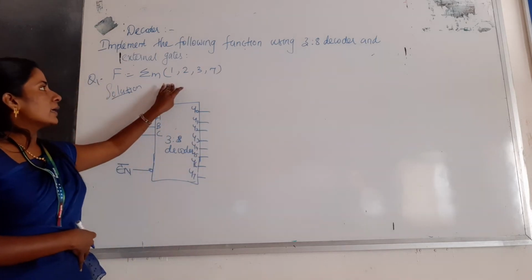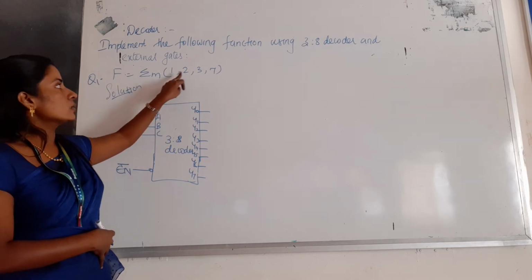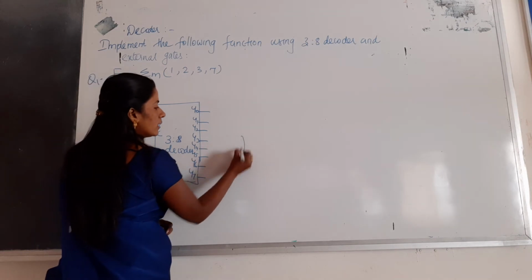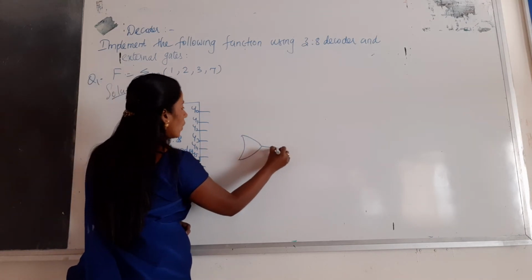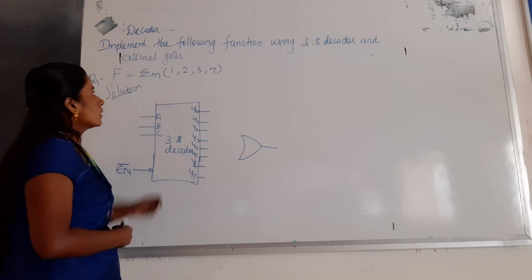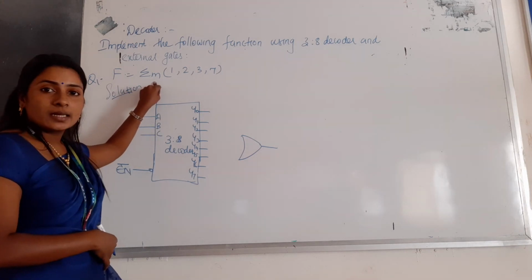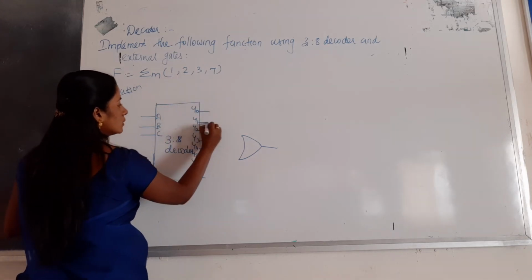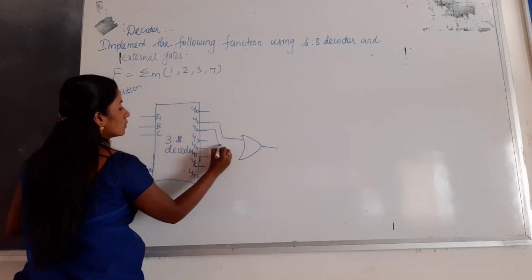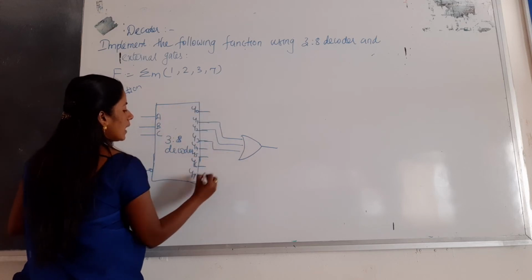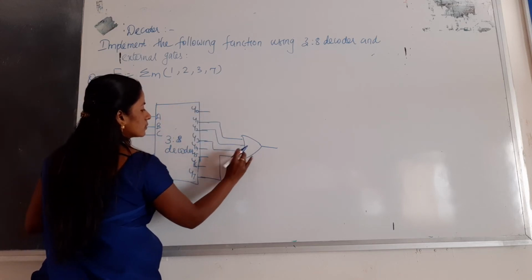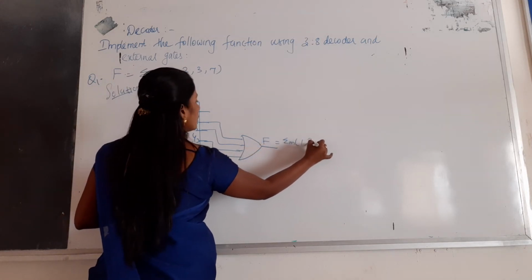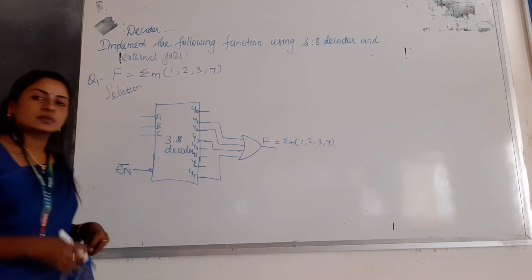And in the Boolean expression, we got 1 to Y1. So you take Y1, Y2, Y3, Y7. This is the external gate. I am taking OR gate because these are min terms, means SOP, no? So we have to use OR gate. 1, 2, 3 and 7. This is the function. 1, 2, 3, 7. Okay.